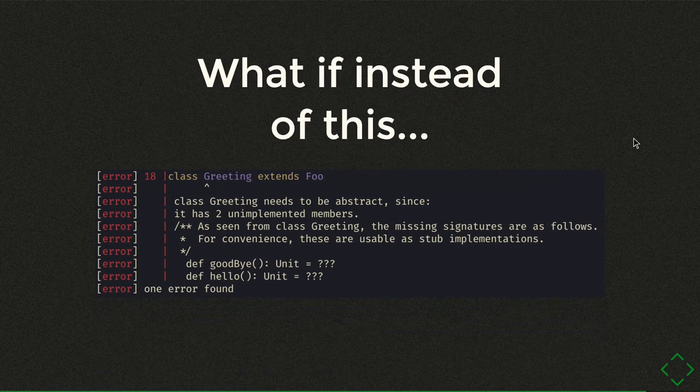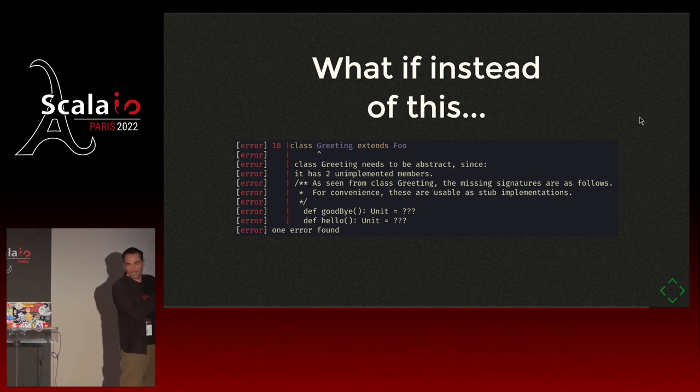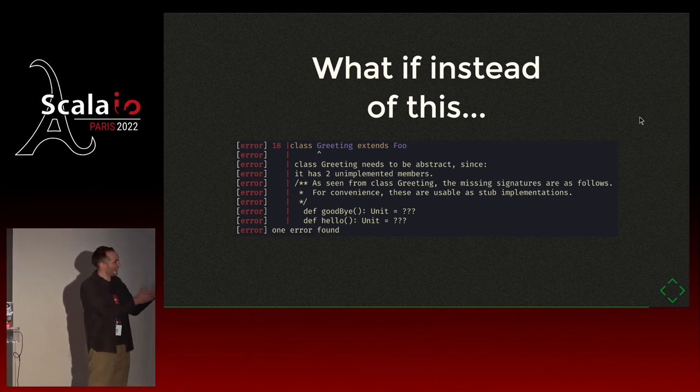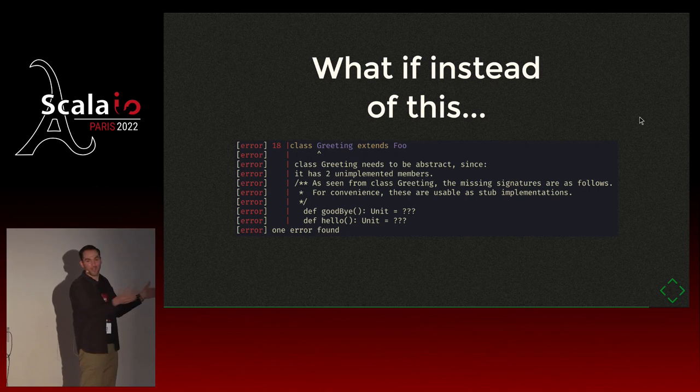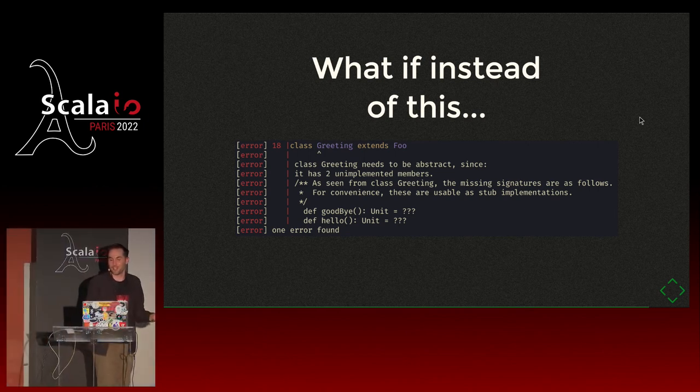So if you're following that line of thought, you may be thinking, well, what if instead of this error that we had before, where we saw that this couldn't be implemented, and then we see the compiler knows how to help us. It knows that you just need these stub implementations to get your code to compile, but it's just in a string, so you can't do anything with it.